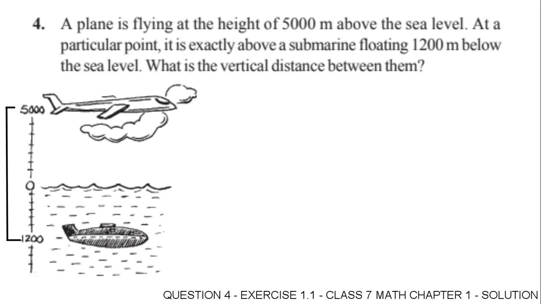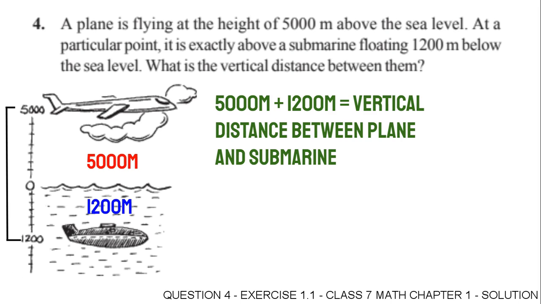So we're trying to find the vertical distance between the plane and the submarine. The distance between zero is kind of a midpoint, alright? 0 is neither positive, neither negative, so we can use it as a midpoint. So the distance between 0 and the plane is 5,000 meters, and the distance between the submarine and 0 is 1,200 meters.